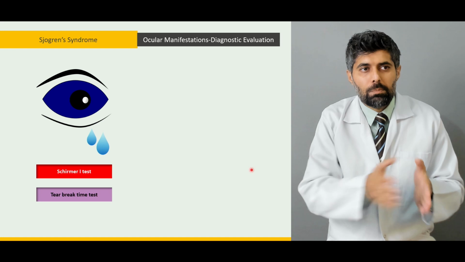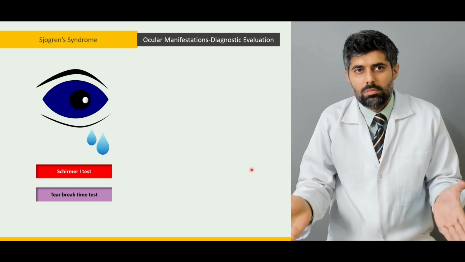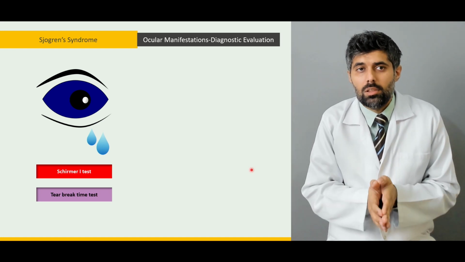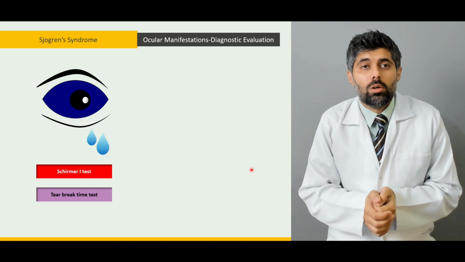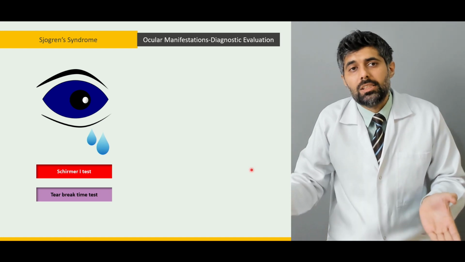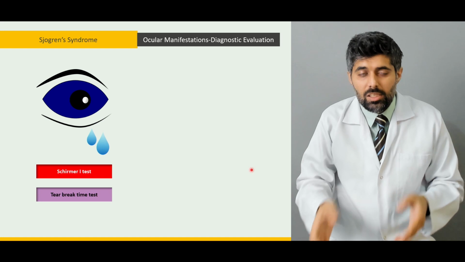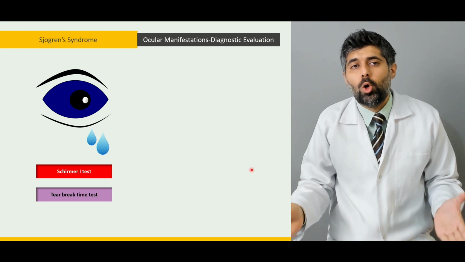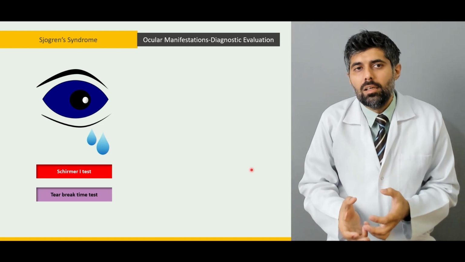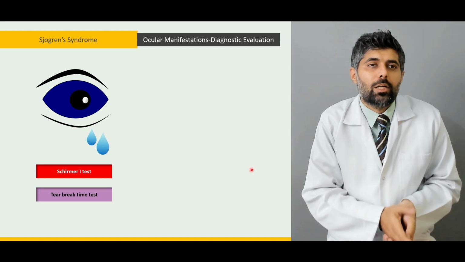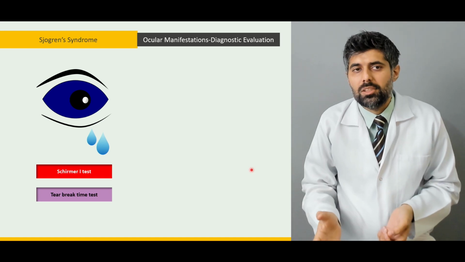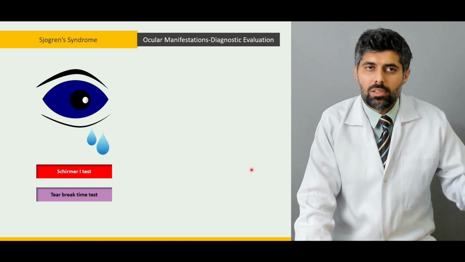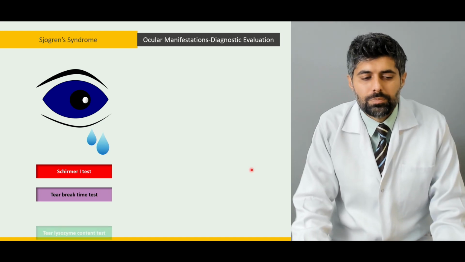If the break between these tests is prolonged, totally gone, or if there are some frequent breaks, whatever the case is, if these breaks are prolonged, we can easily say that this patient is diagnosed with keratoconjunctivitis sicca and in turn Sjogren's syndrome.